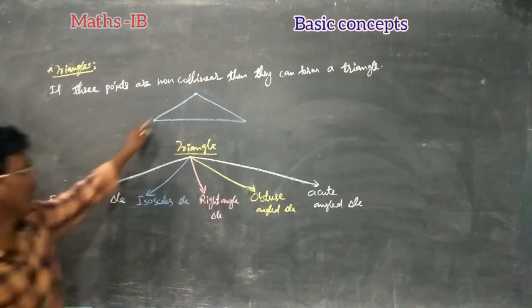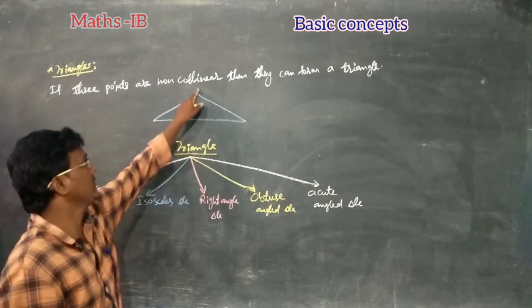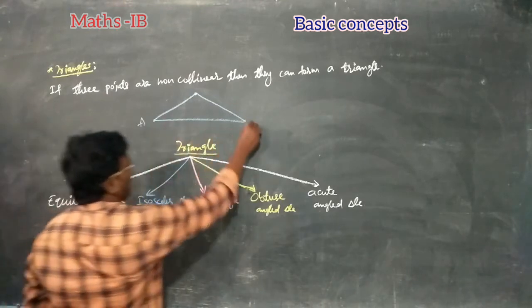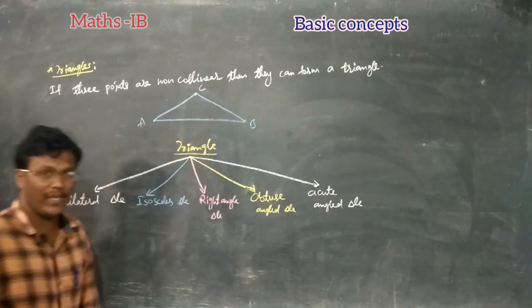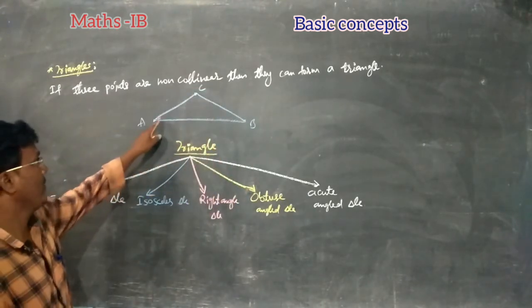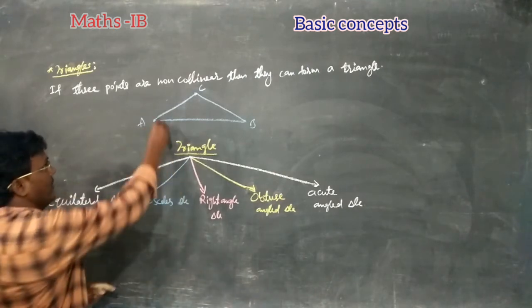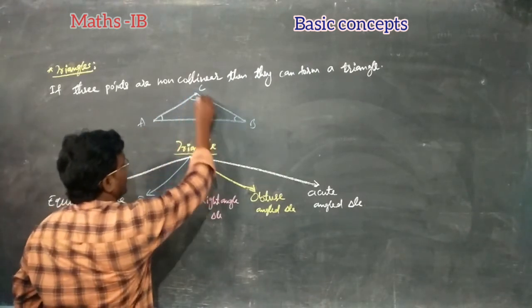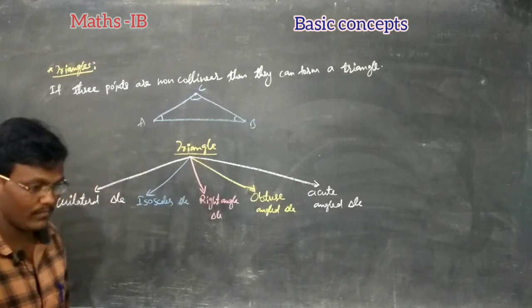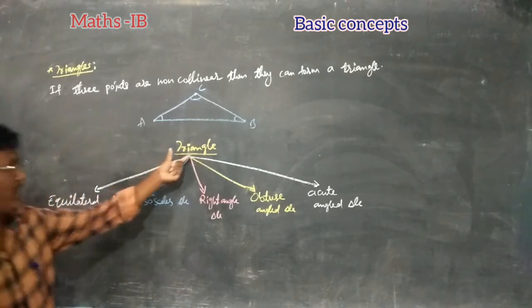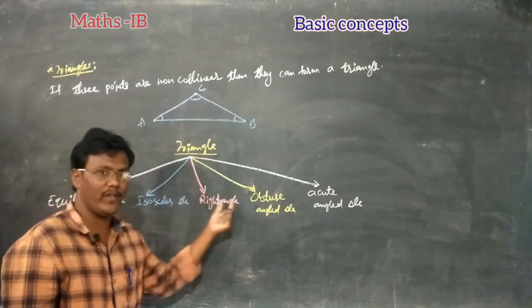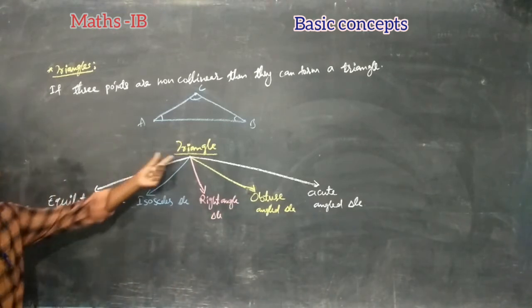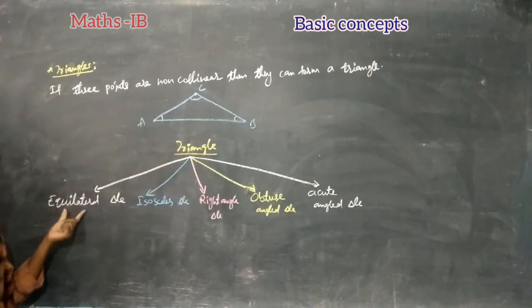Okay, right. So this triangle contains 3 vertices, A, B, C. These are the 3 vertices. And next, 3 angles. So it contains 3 angles. Okay, right. So the triangles are divided into 5 parts. The first one is the equilateral triangle.